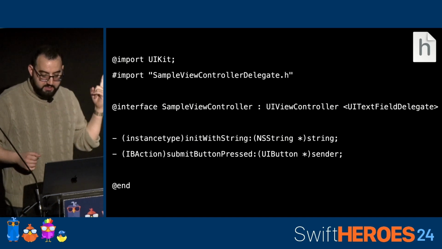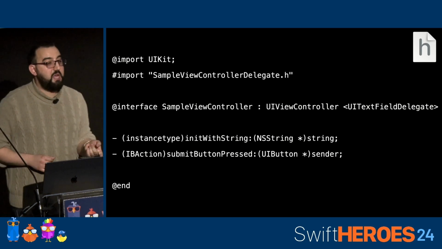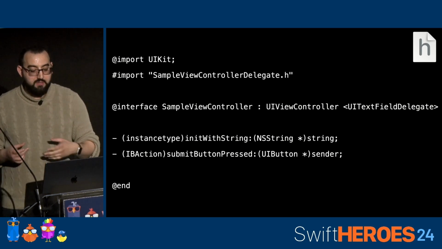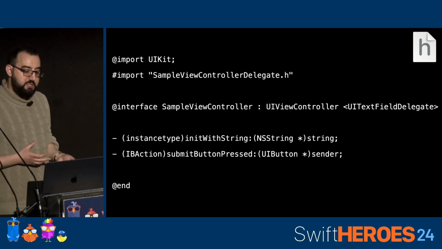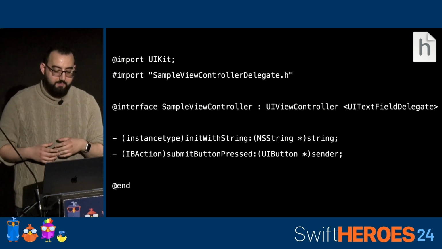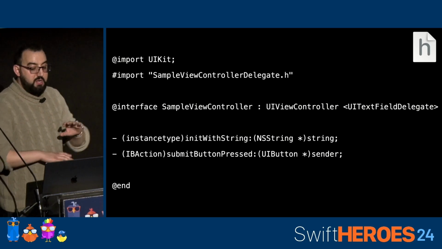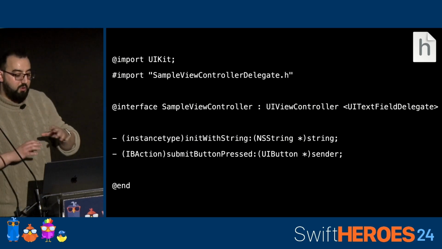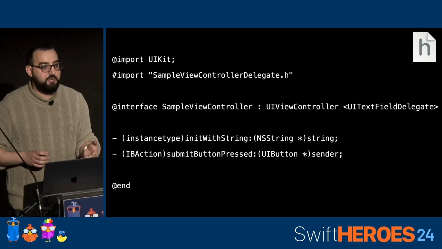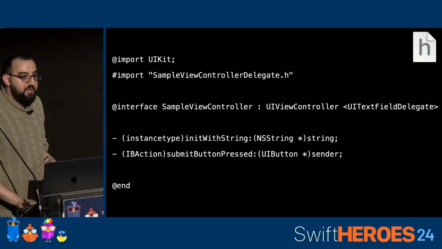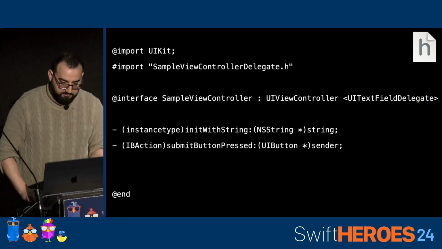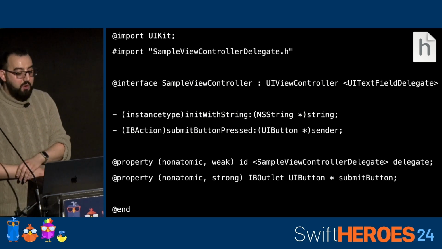Two, instancetype. What's that? Instancetype is like capital S Self in Swift and is generally the return type for init methods. And number three, there is no distinction or marker for a designated initializer or a convenience initializer in Objective-C. All right, so let's add our properties.